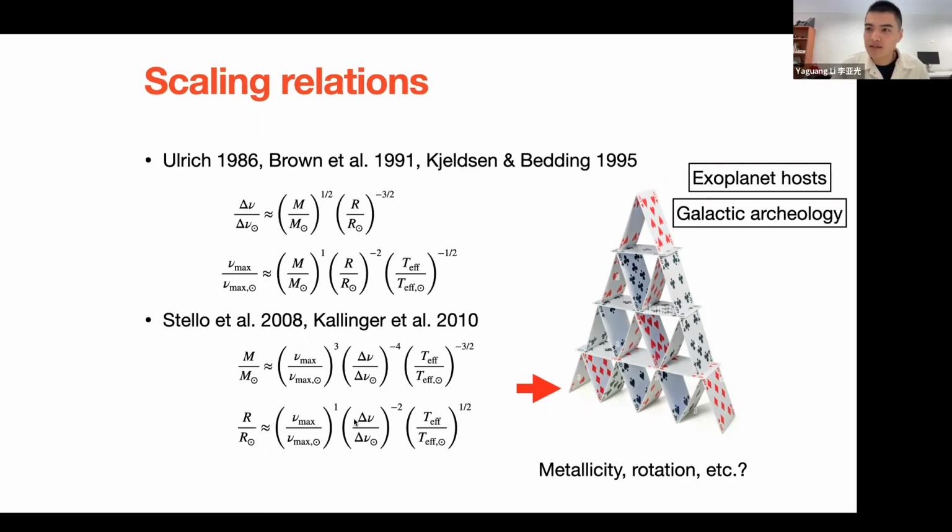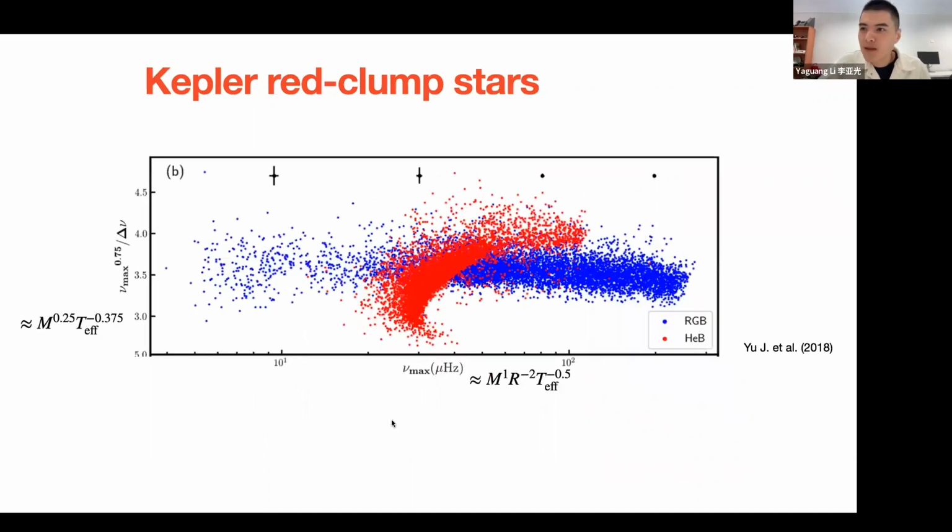So how big are those second order effects? Here I am showing all the observed Kepler red clump stars on a diagram. Let me explain this bit by bit. Here we only need to focus on the red points. The red points are the red clump stars, the stars that are burning helium in the core. The vertical axis is a combination of nu max and delta nu, constructed in a way such that it removes the dependency on radius, so you can think of it as a proxy of stellar mass. And the horizontal axis is nu max, which in this case is just a proxy of radius. So this is like a seismic mass and radius diagram.